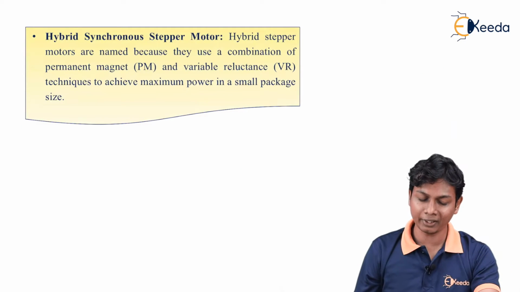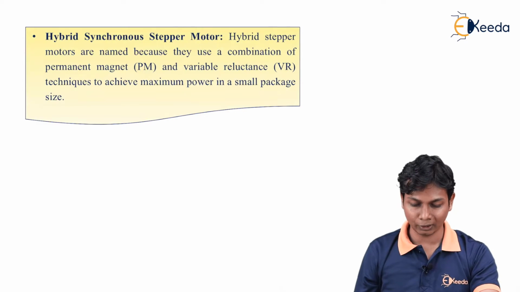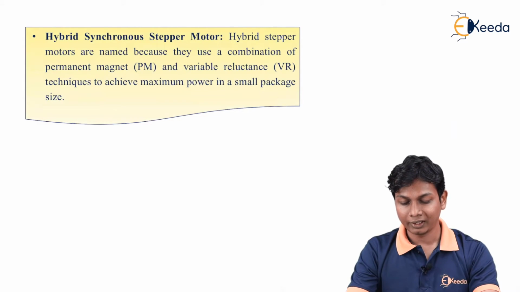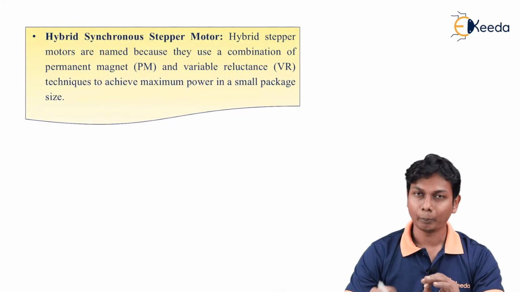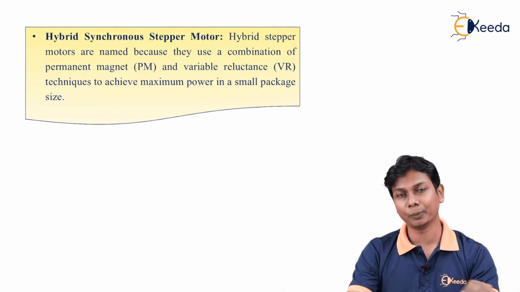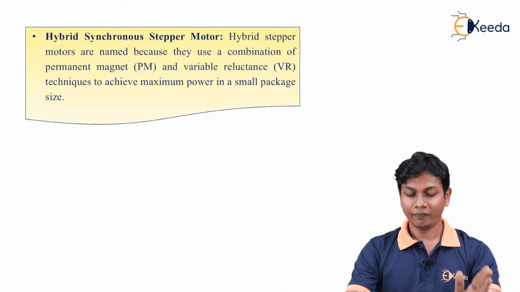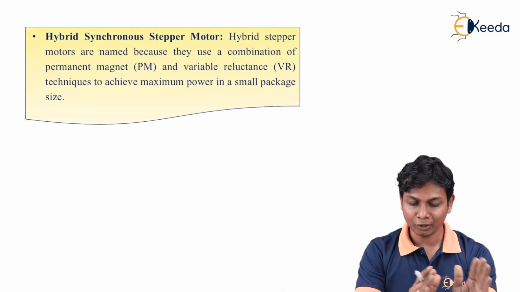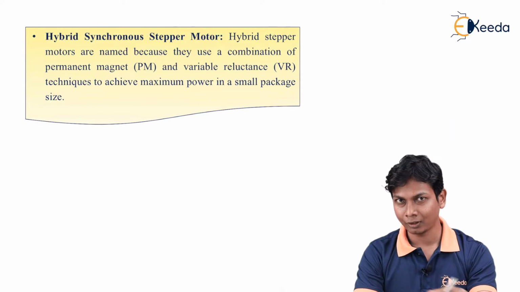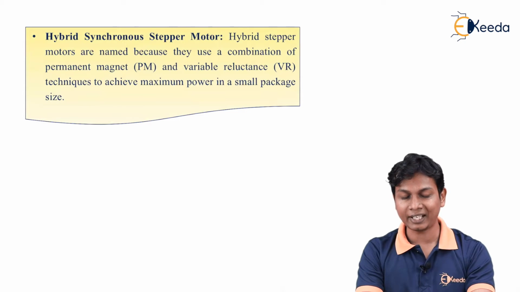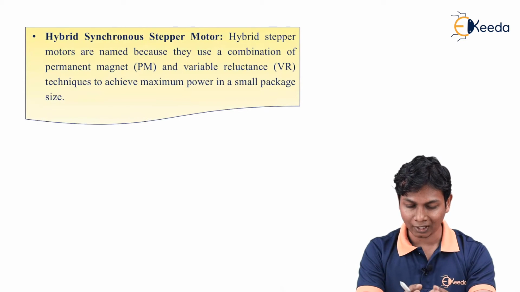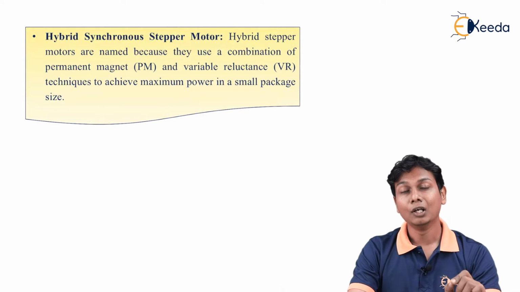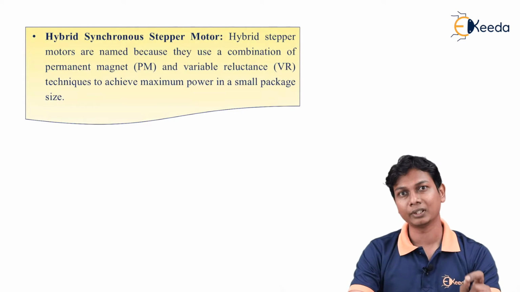Now the hybrid synchronous stepper motor. This hybrid stepper motor is named so because it is a combination of permanent magnet as well as variable reluctance. In variable reluctance we see only the attraction part, and in permanent magnets it can be attraction or repulsion. So both techniques combined achieve the maximum power in a small package size. That is the advantage of a hybrid synchronous stepper motor.